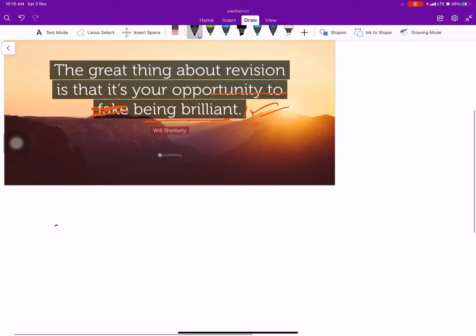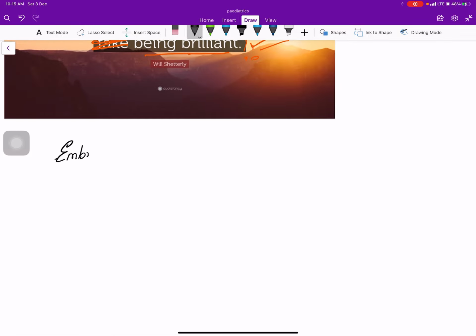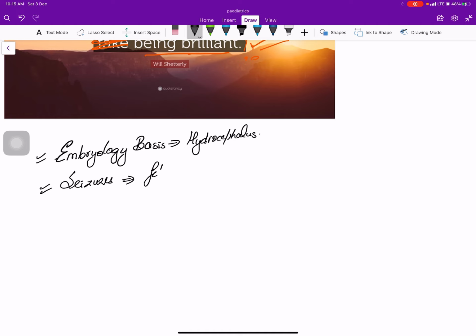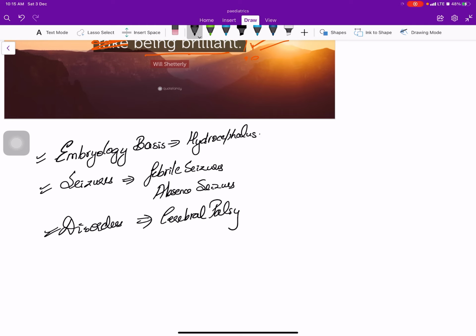In embryology, most important topic, embryology and all the basics, the most important topic will be hydrocephalus. Then in seizures, febrile seizures, absent seizures. In disorders, very important will be cerebral palsy, and the most high yield will be infection.